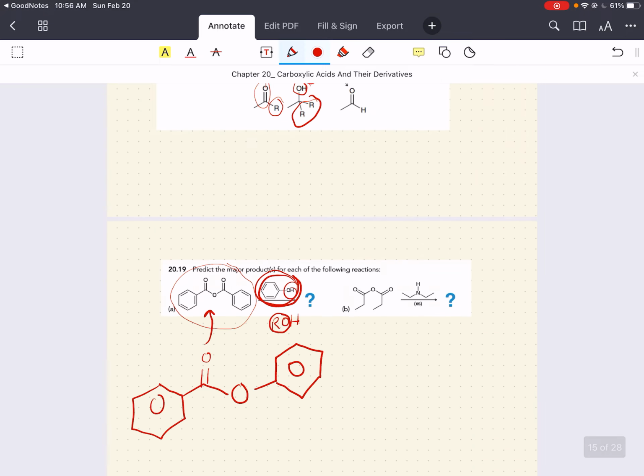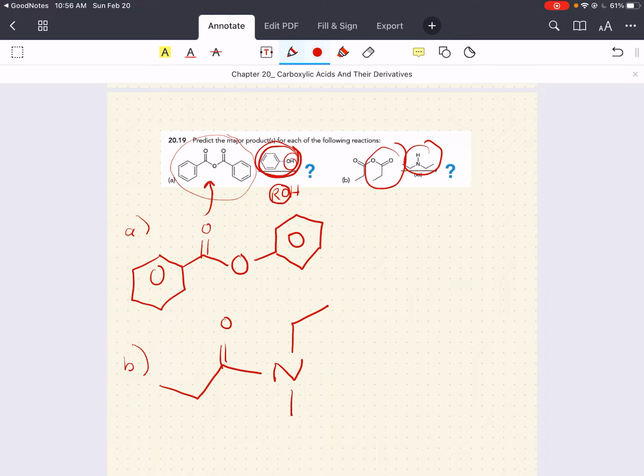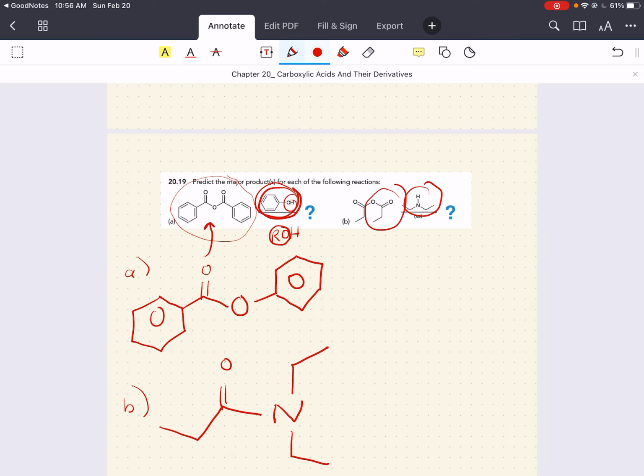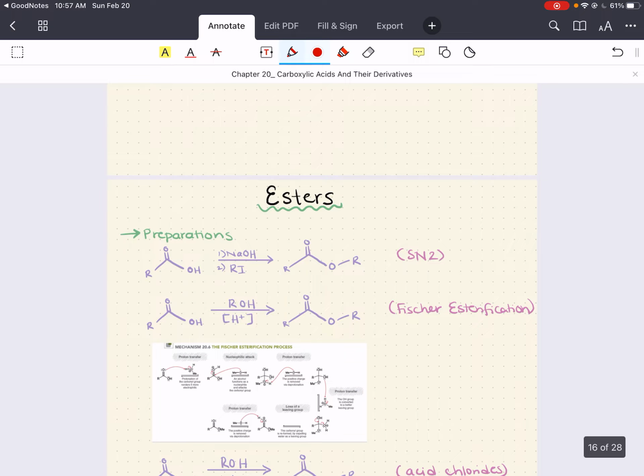All right, let's do B now. This was A. B, we're treating it with this secondary amine. So what happens to our anhydride is that part of it is going to now be replaced with a nitrogen and the two groups that are attached to the nitrogen. All right, fantastic. Now we want to move on to ester.